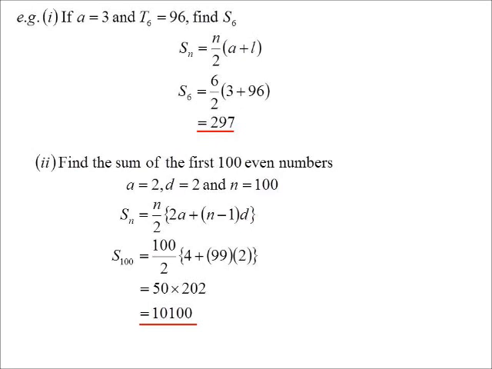10,100. Thing to watch out for with the sum to n formula, the most common mistake, and you may have even done it yourself, is putting a plus n minus 1 d, because we're so used to that with the general formula. So remember, it's 2a plus n minus 1 d.